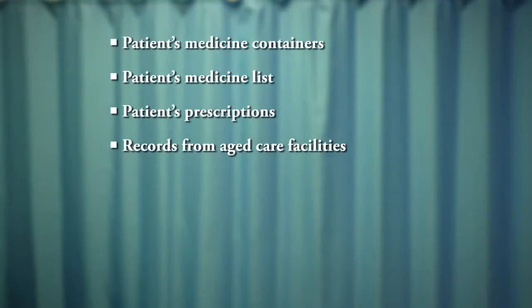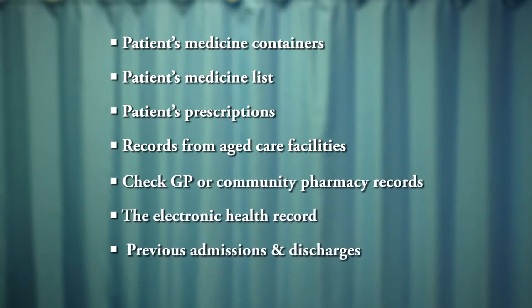Yes, absolutely. This shouldn't be like an interrogation. Encourage her to ask questions. It's important she understands what all these medications are for. What if there's a discrepancy between what she tells me and what the record is showing? That's why it's so important to verify. Check the containers, check the prescriptions. Also admin records from the nursing home if she's in one. Check the GP or community pharmacy records, the electronic health record and anything from previous admissions and discharges.